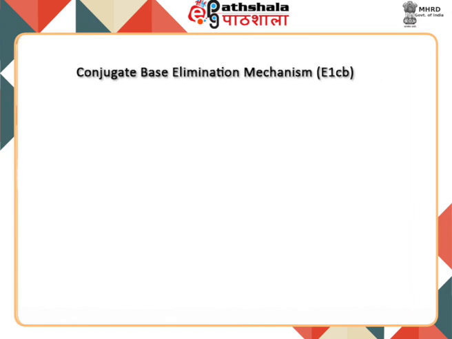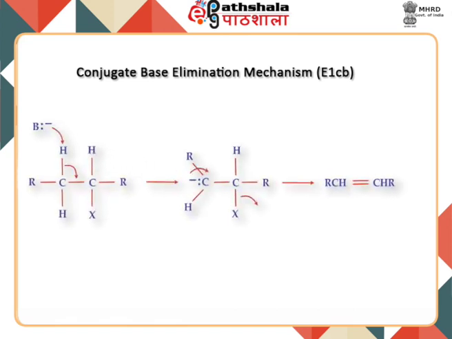In the conjugate base elimination mechanism, E1CB, the C-H bond breaks with formation of a carbanion as an intermediate. Formation of the carbanion is fast and loss of the leaving group is slow and rate limiting. As we studied earlier, the E1 mechanism requires formation of a carbocation, whereas here in the E1CB mechanism, the reaction proceeds via a carbanion intermediate.